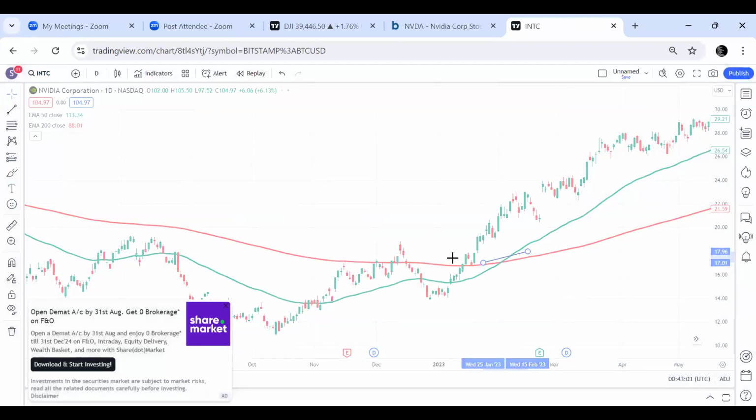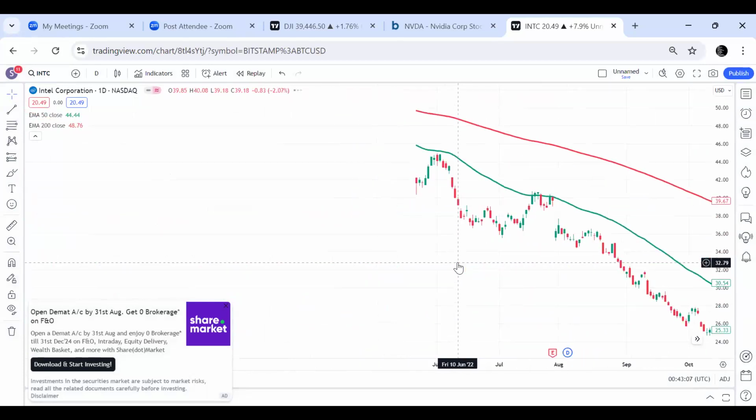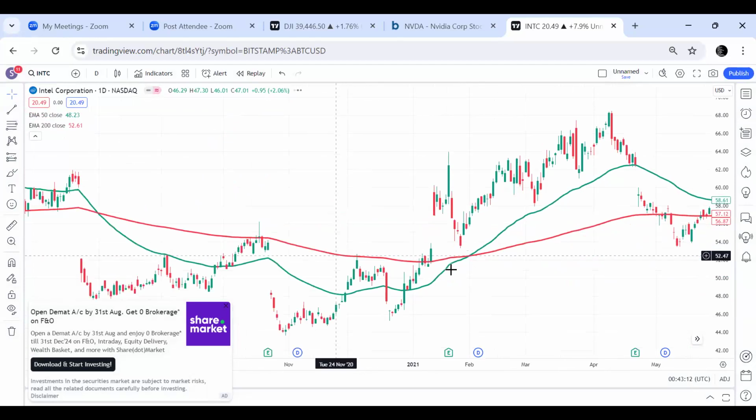For example, Intel Corporation. I'm checking the Intel Corporation. Again, you can check here. Here the fast moving average had crossed over the slow moving average, so I got a buy signal. See when I got the buy signal at around $52.5.